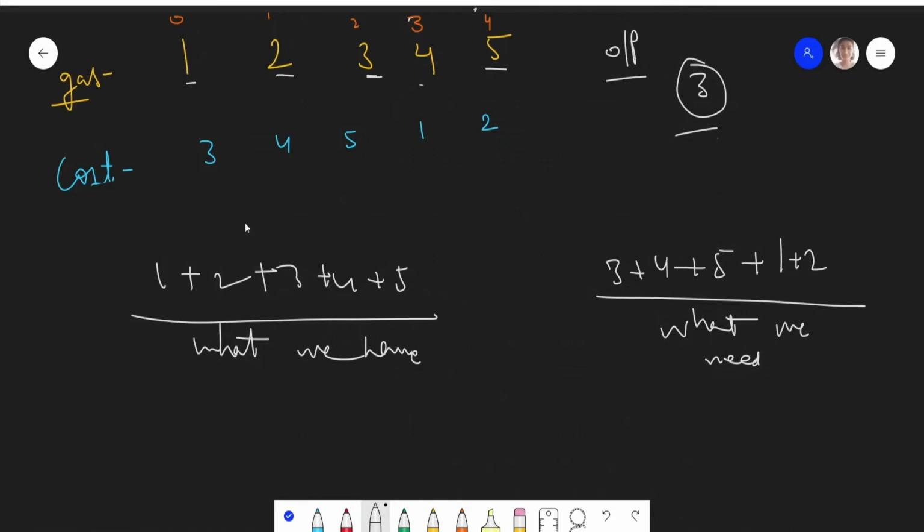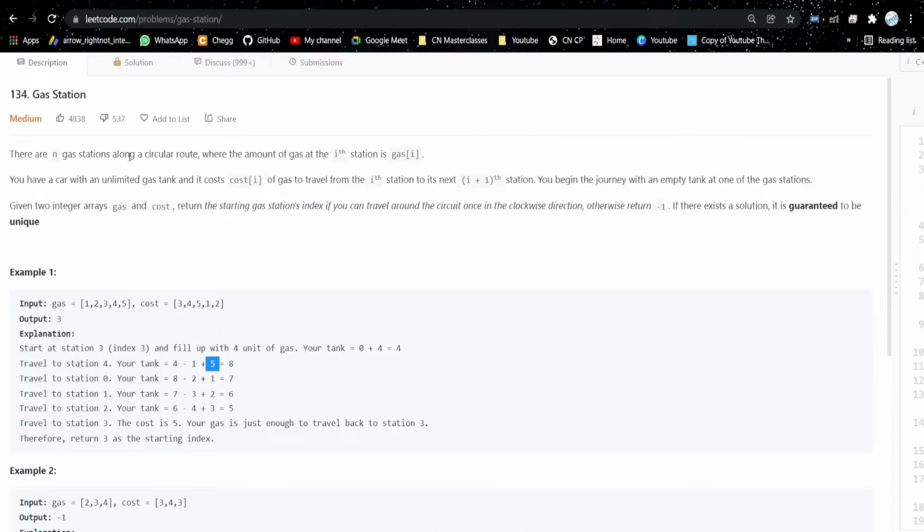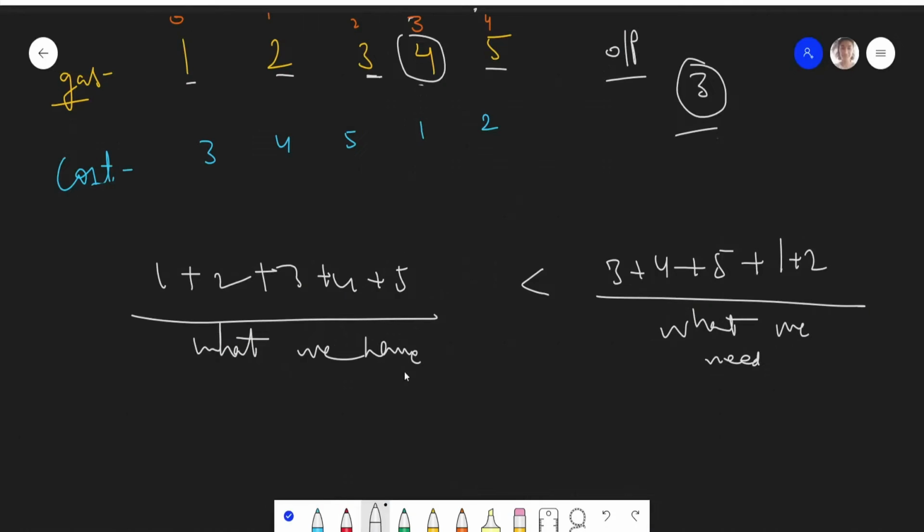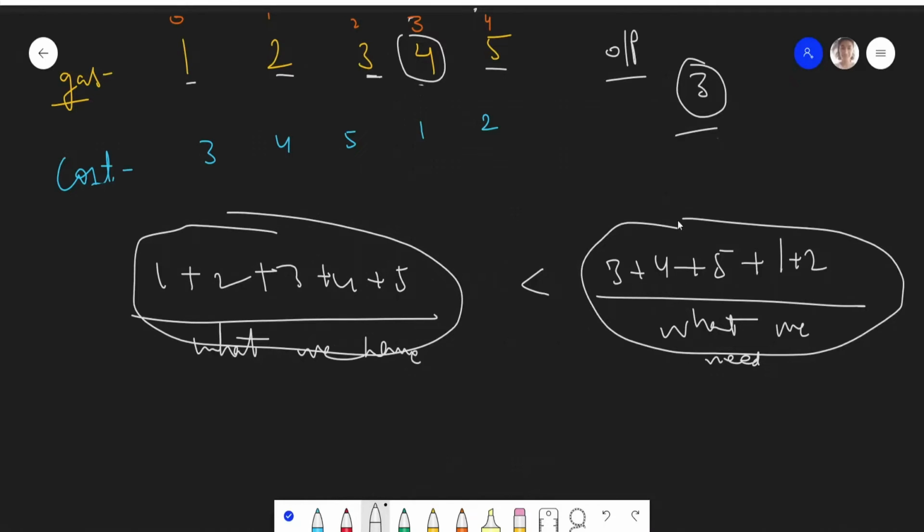Now if what we have is less than what we need, then it will not be possible to start from here and go all the way around, because we have to go through a circular route. The cost is what we require to go from one station to the other, and this is the fuel which we can have.